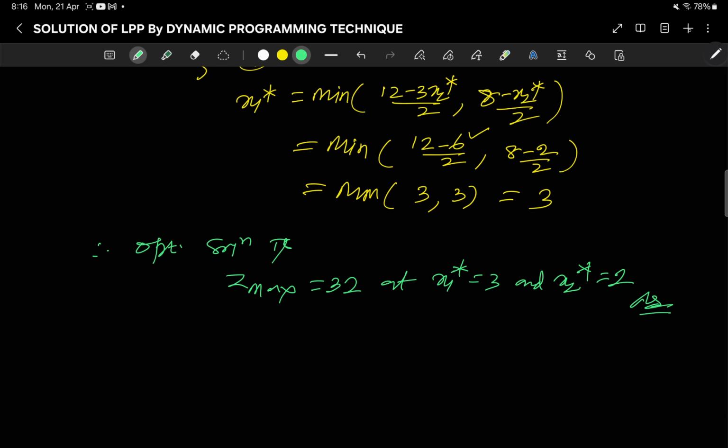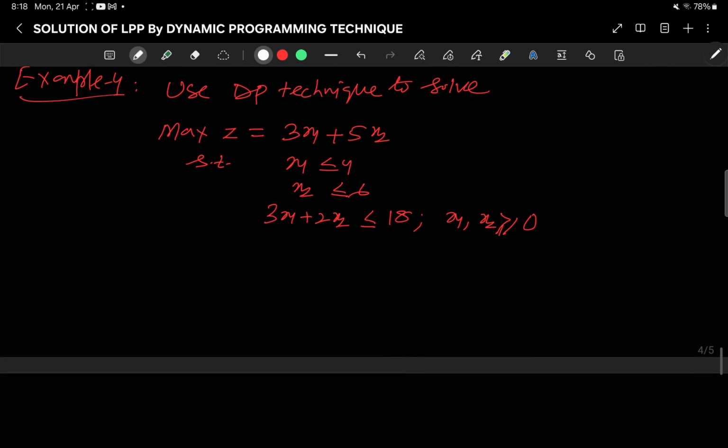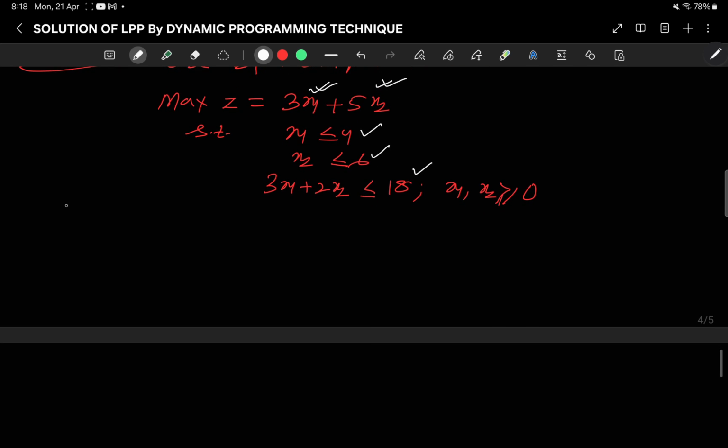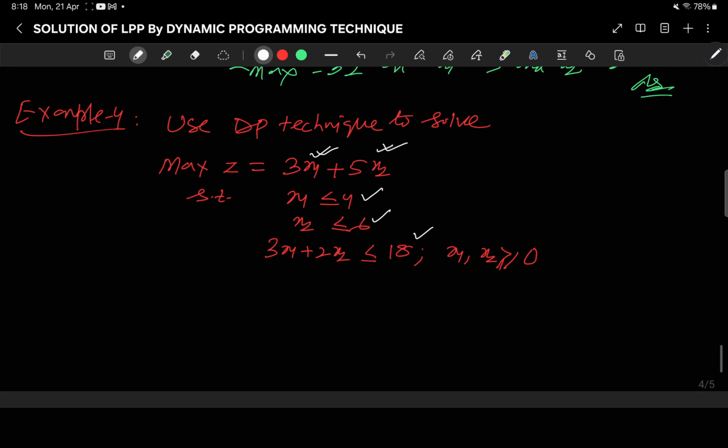Okay, now let us solve one more problem where there are 3 constraints. So we have 3 allocations here, b1, b2, b3, but 2 decision variables. So it is just a 2-stage problem here. So now we may adopt forward or backward. Suppose I adopt backward computation.